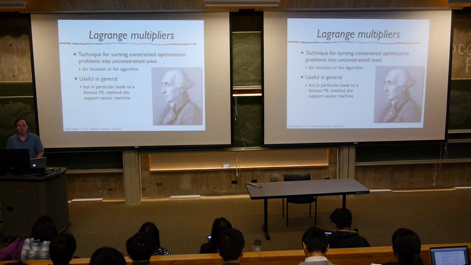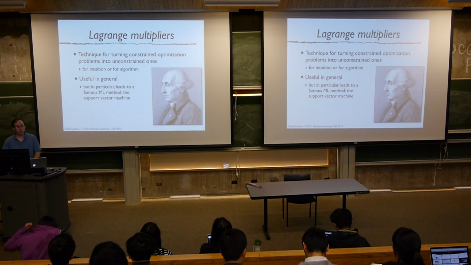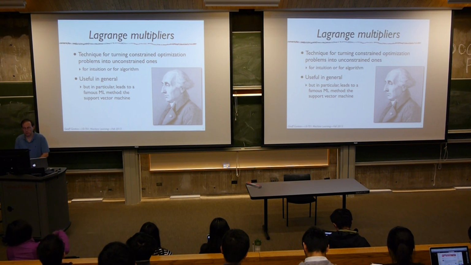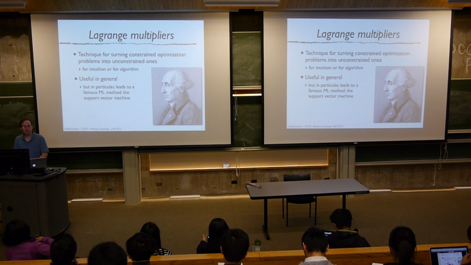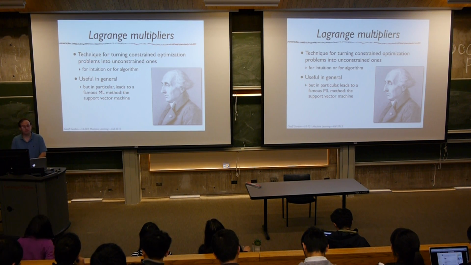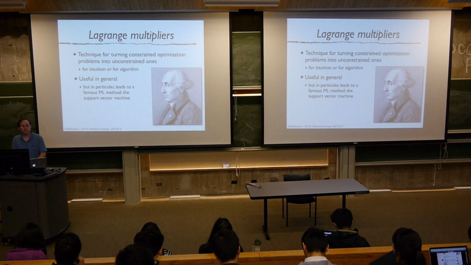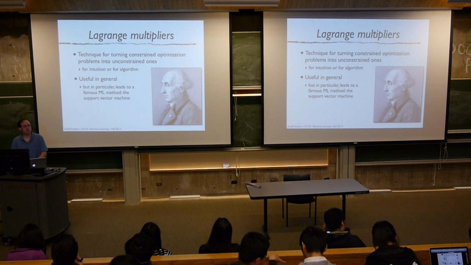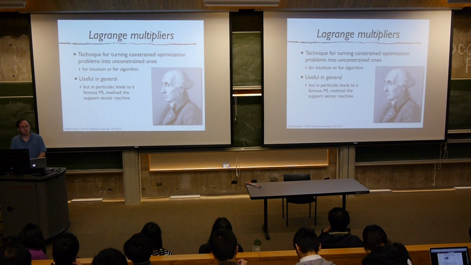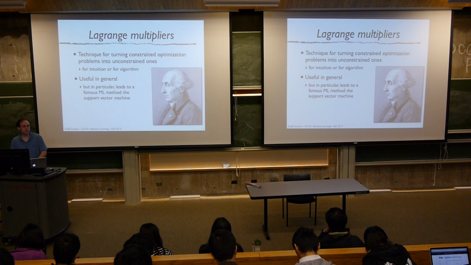We're going to continue with Lagrange multipliers, which is where I left off at the end of last class. If you remember, Lagrange multipliers are a way to take a constrained optimization problem and turn it into an unconstrained one. There are two reasons you might want to do this. One of them is that it can help with intuition. The constraints might make it hard to interpret an optimization problem, so instead you can turn it into an unconstrained one and see if that's easier to figure out what it means.